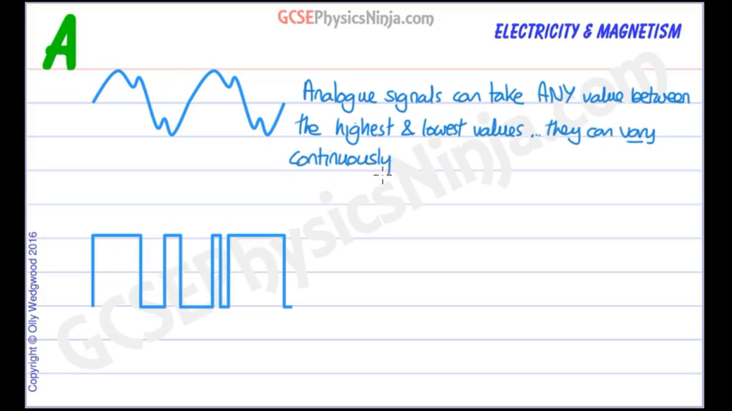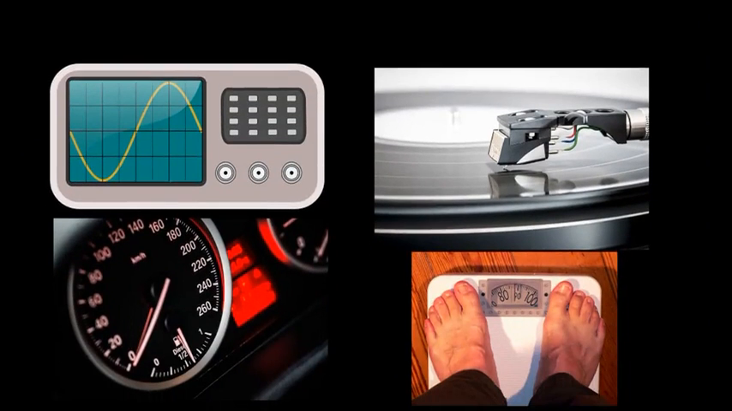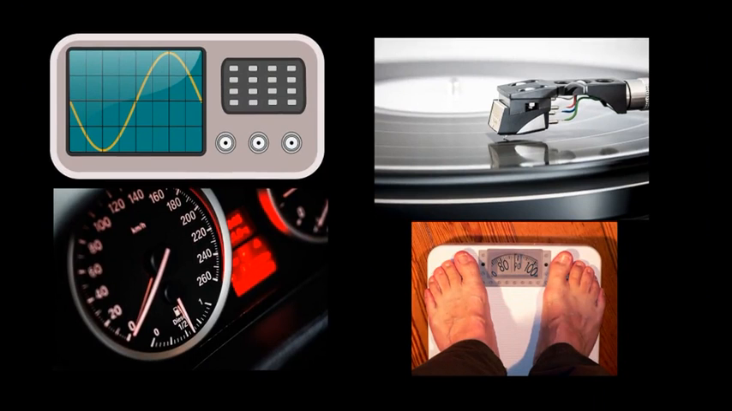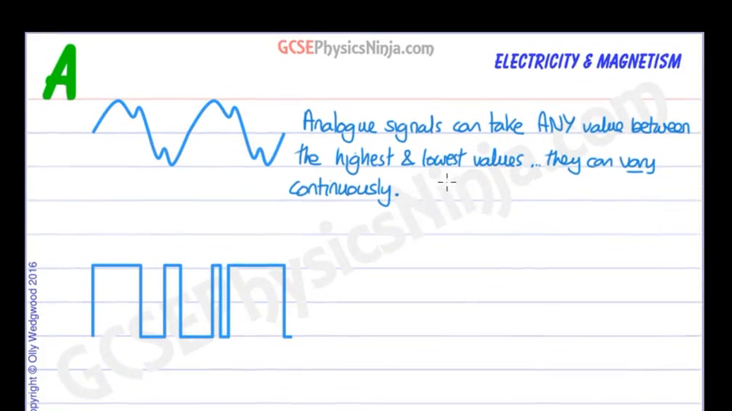Examples. Well, we've seen a few examples below, so you can choose your own, but let's take for today a vinyl record and a speedometer.